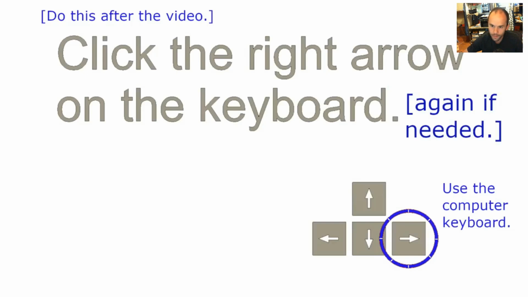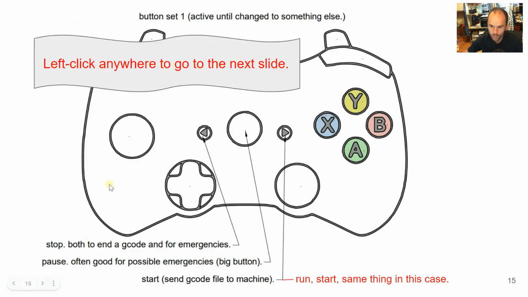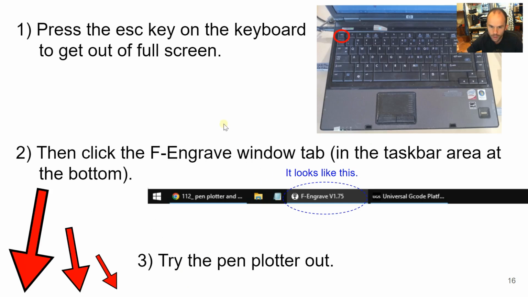Right arrow. This is just a brief controller layout. You would click F-Engrave after this.